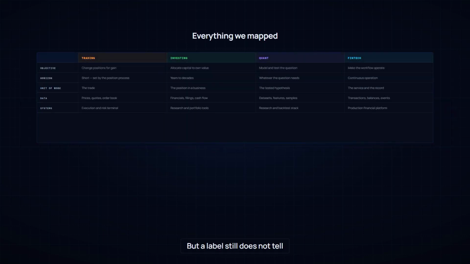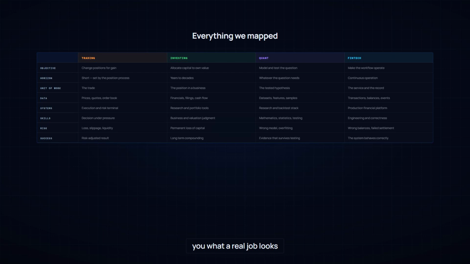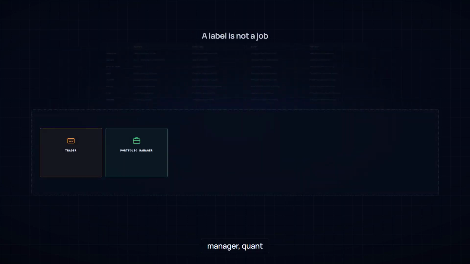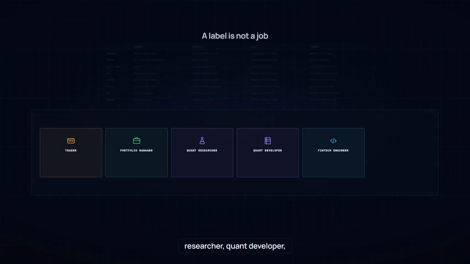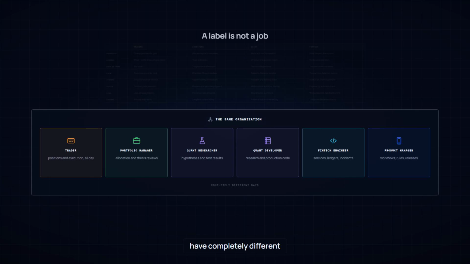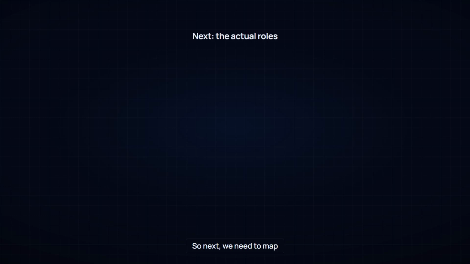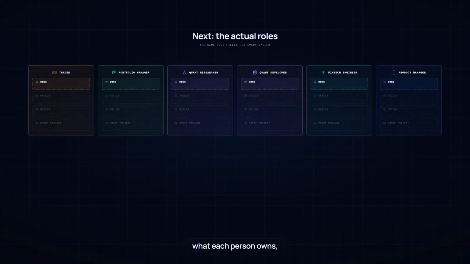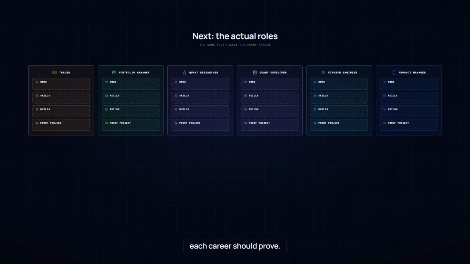But a label still does not tell you what a real job looks like. A trader, portfolio manager, quant researcher, quant developer, fintech engineer, and financial product manager may all work inside the same organization and still have completely different days. So next, we need to map the actual roles, what each person owns, which skills they use, what they build, and what a portfolio project for each career should prove.